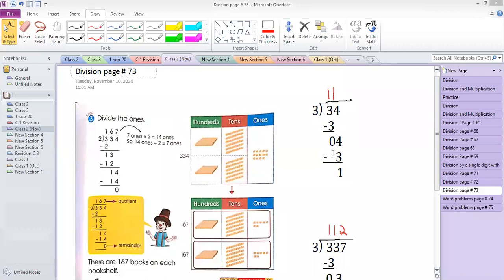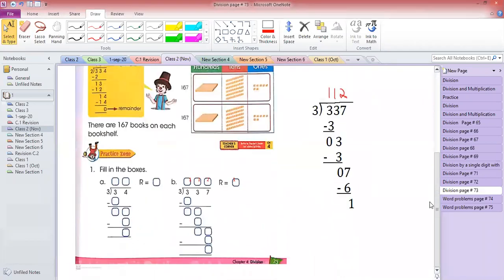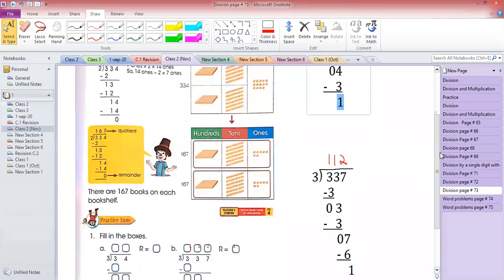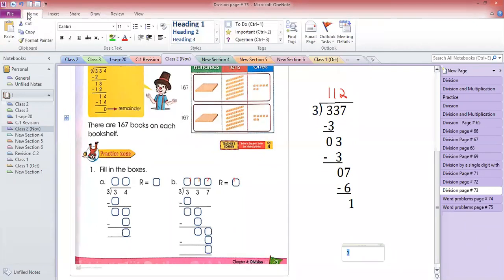You write it here and then subtract: 4 minus 3 equals 1. So the answer is 11. When you divide 34 by 3, you get 11 and also a remainder of 1. So this is your quotient and this is your remainder. What you will write here is 1, and here also 1, and you will solve the same way here. Like this. This is your answer.